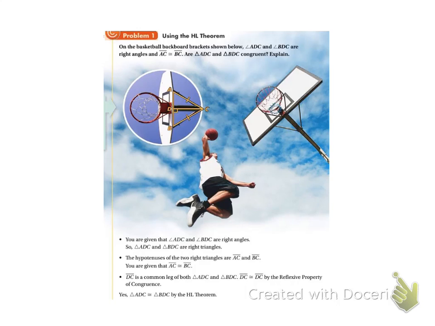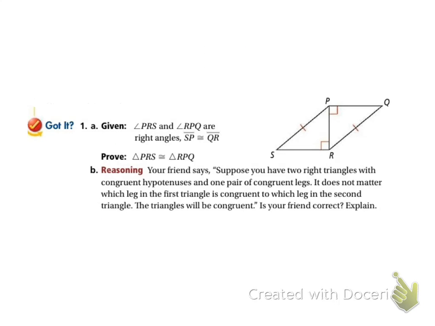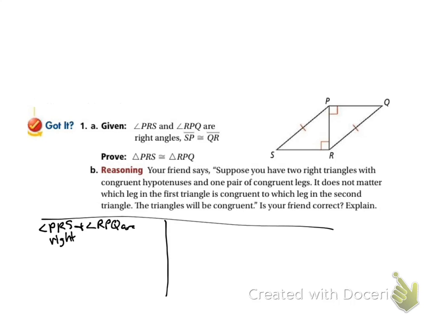So here's an example. We're going to skip to our got it problem though. It says to prove that triangle PRS is congruent to triangle RPQ. So I have my given, so angle PRS and angle RPQ are right angles, and SP is congruent to QR. That's an R, and that's my given.